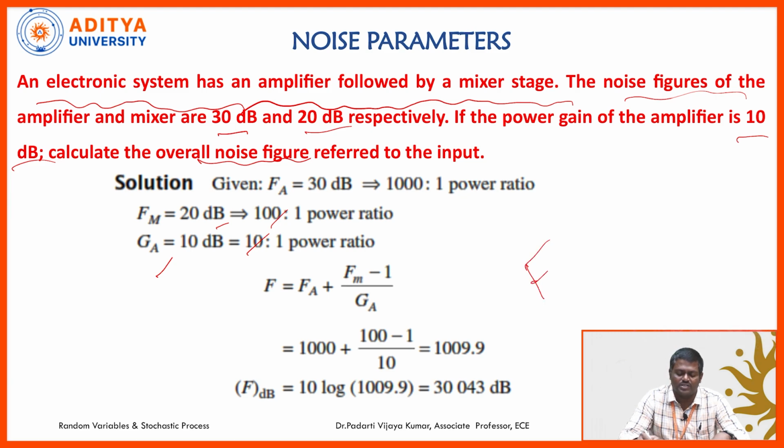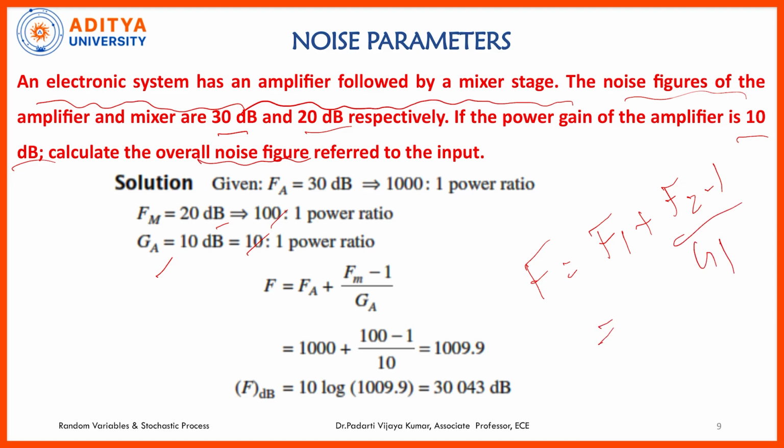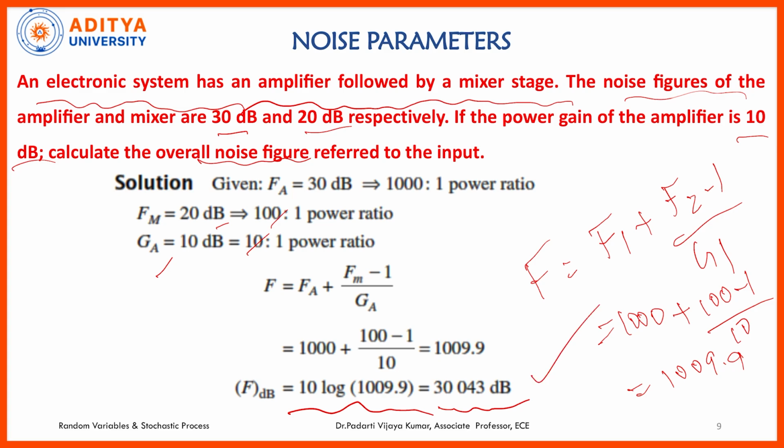So we know the formula, F is equal to F1 plus F2 minus 1 by G1. Here F1 is the amplifier noise figure, that is 1000, and mixer noise figure 100, divided by amplifier gain, we will get 1009.9. So if you want to express in dB, 10 log 10 of this, we will get 30.043 dB. This is how we can compute the noise figure. Here we have taken an example with 2 stages which consists of amplifier and mixer.